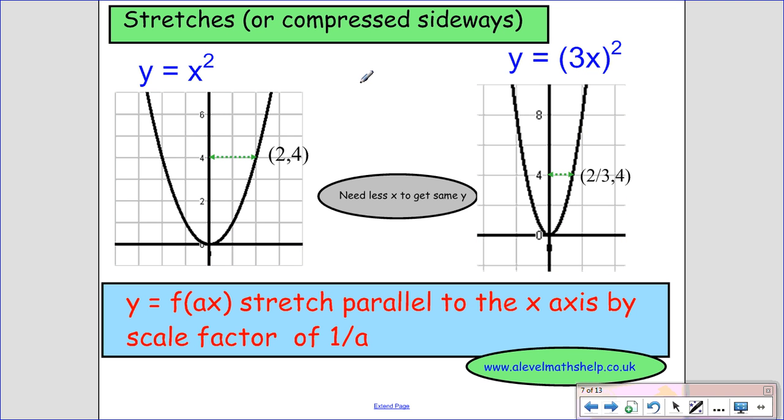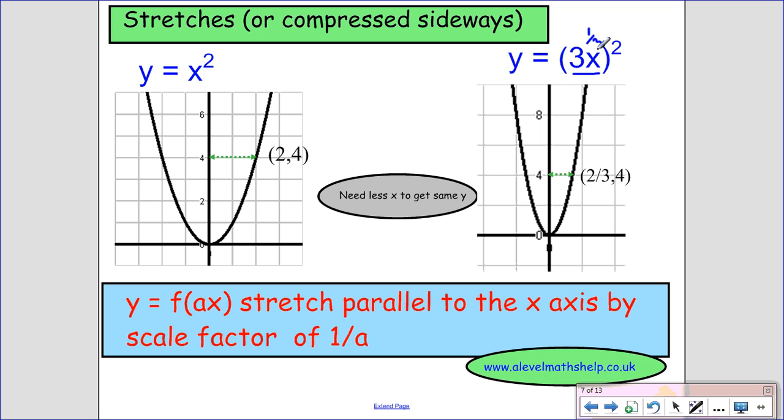Okay, so let's have a look at this one. This one is slightly difficult. Let's see if we can get to the end of it. If we have y equals x squared, now this time we're going to multiply inside our function. So we're going to change our x value, do something to our x value before we square it. I'm trying to think what this will do. So if we had here x equals 1, what x value would I need now to get the same answer? I would need x equals a third.